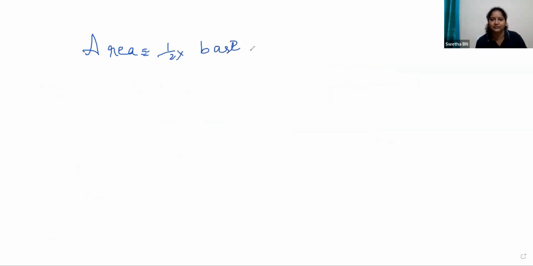And what is the area of a triangle? Area is equal to half into base into height. Very good.